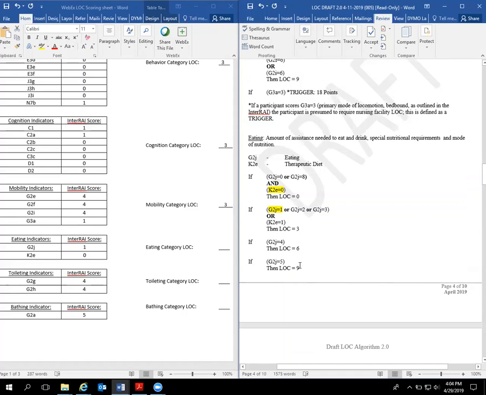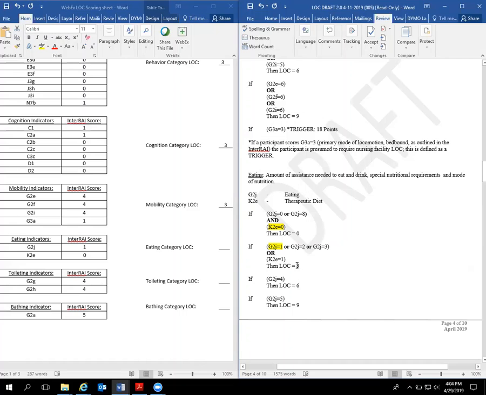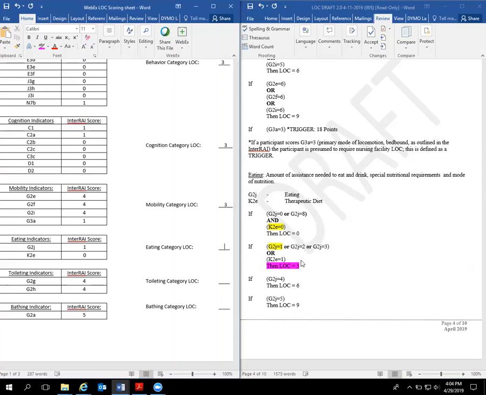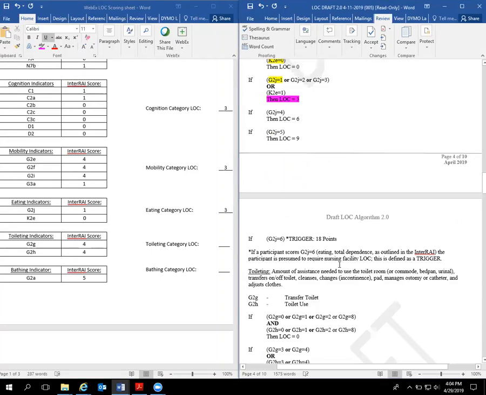G2J was not 5, so they do not meet the requirements for level of care equals 9. They do not meet the requirements for level of care equals 6. The participant does meet the requirements for level of care equals 3 because he had G2J equals 1. So I will put a 3 here for the participant's eating category level of care. Moving on to toileting.